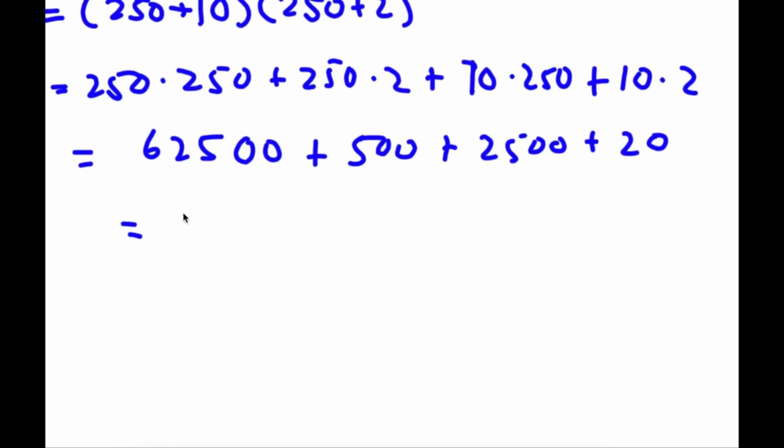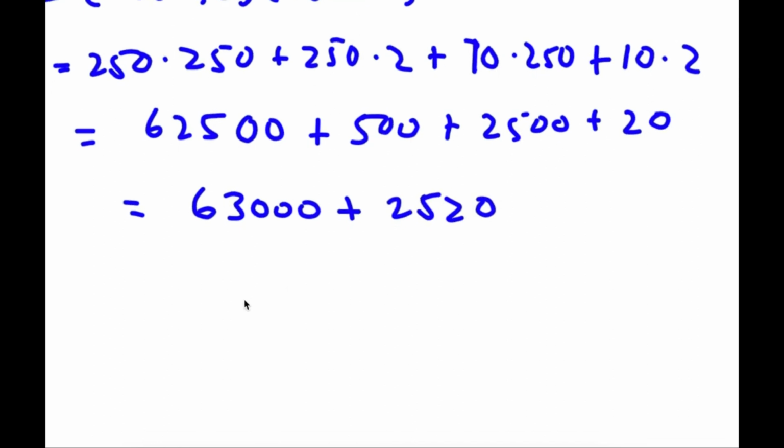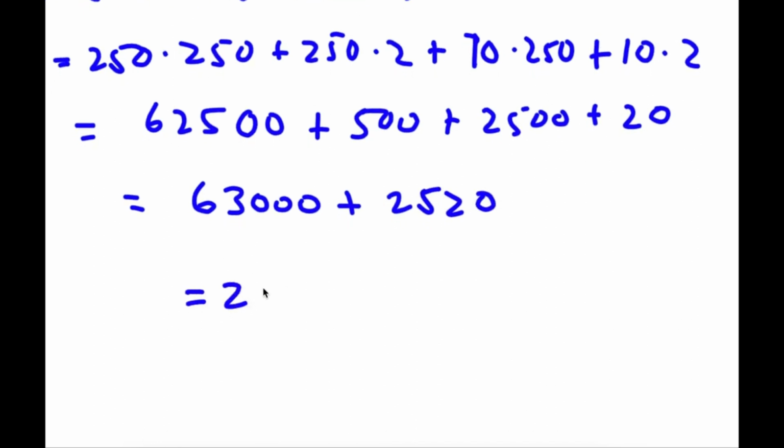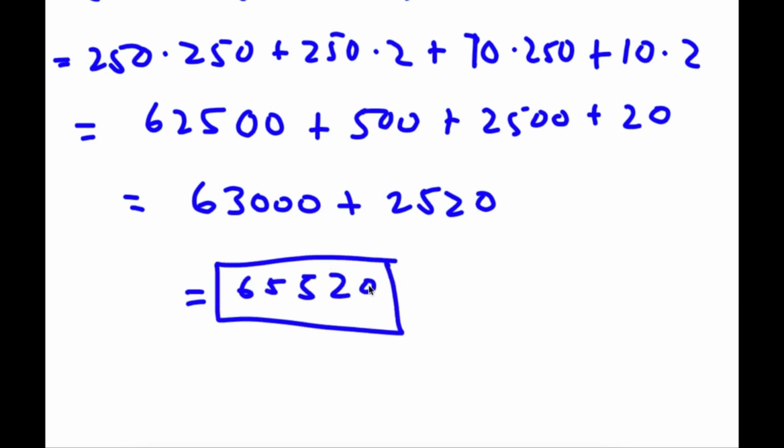So now we simply have to add all of these up. So 62,500 plus 500 is 63,000. Plus 2,500 plus 20 is 2,520, and now this is equal to 65,520. So this is my answer.